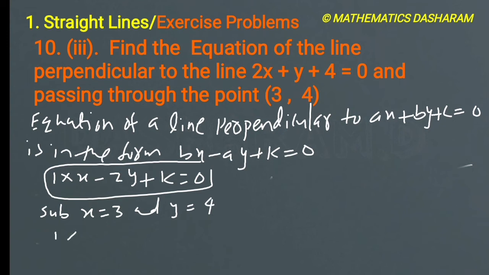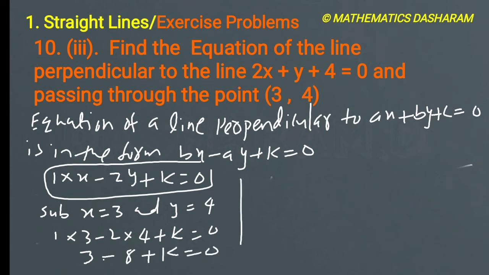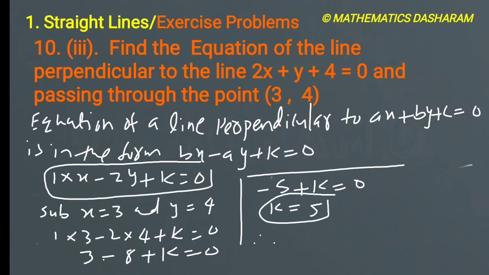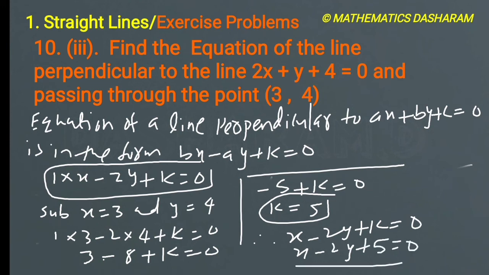So then 1 into 3 minus 2 into 4 plus k equals to 0. So 1 into 3 is 3, 2 into 4 is 8, plus k equals to 0. So then 3 minus 8 is minus 5 plus k equals to 0. Then k equals to plus 5. So therefore our required answer is 1 into x, which means x minus 2y plus k equals to 0. In this, substitute the k value, so that is 5. So this is our required answer.